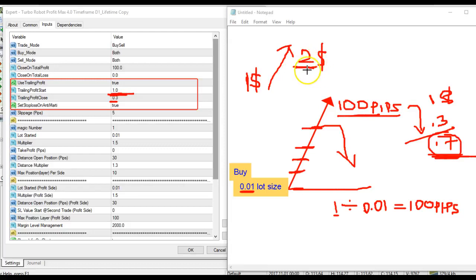So it will lock your profit, but the moment it reverses back by this value, the profit closed will be the same value. So the moment it reverses back is just 0.30 cent here. So it will just minus 0.3 out of your $2. So you will be gaining 1.7 US dollars. All right, so that is how it works. So you are earning 1.7.